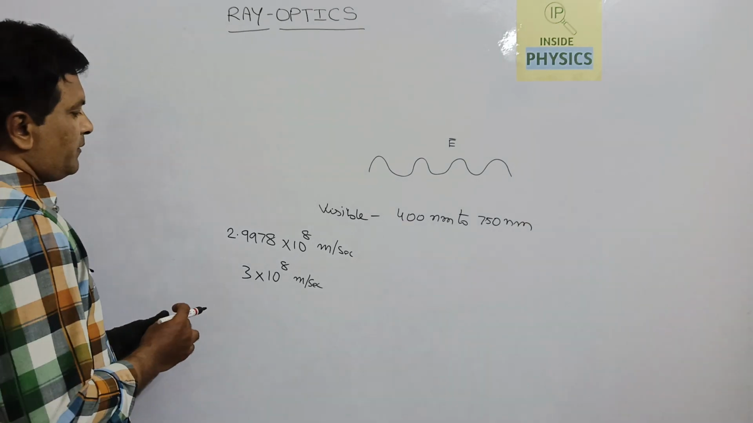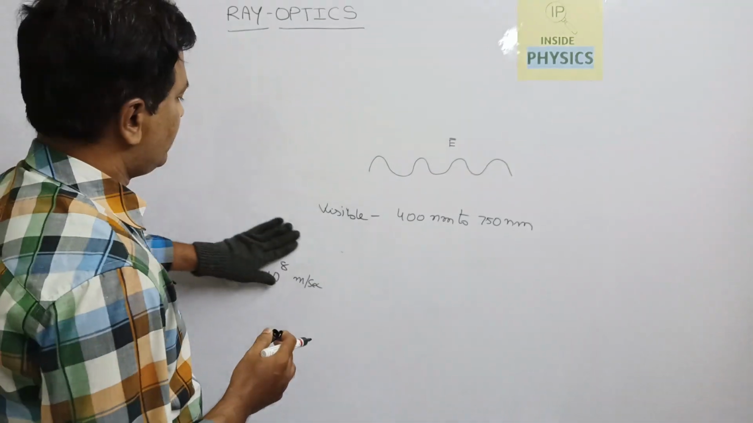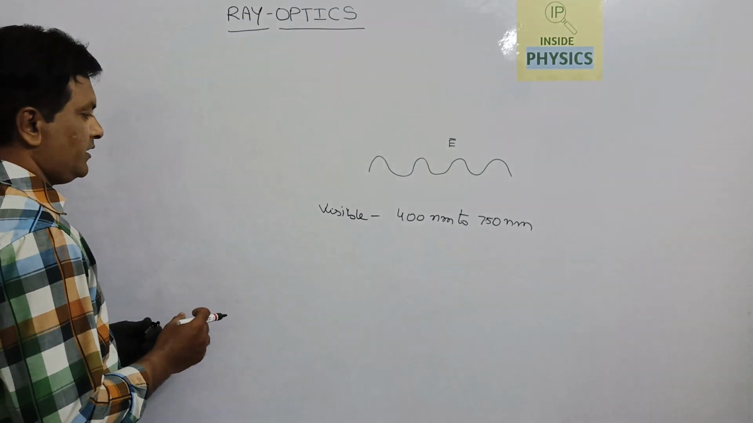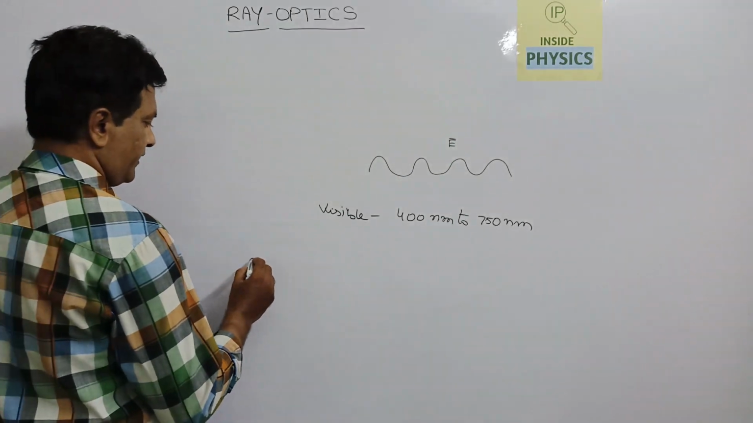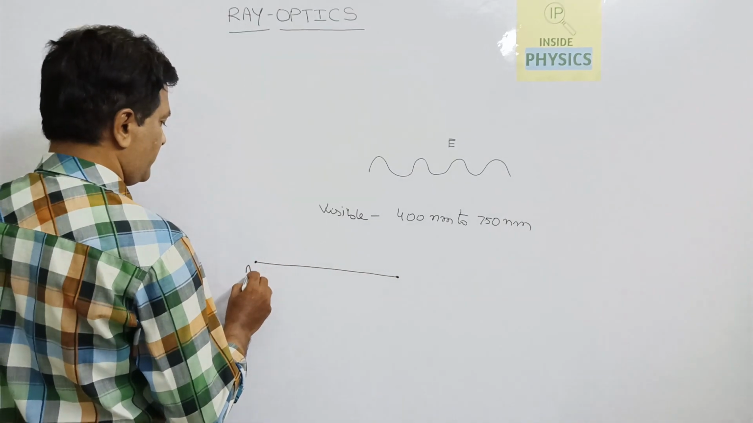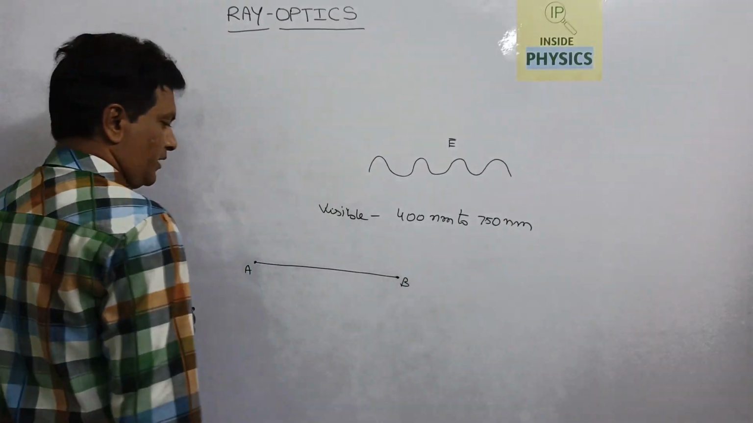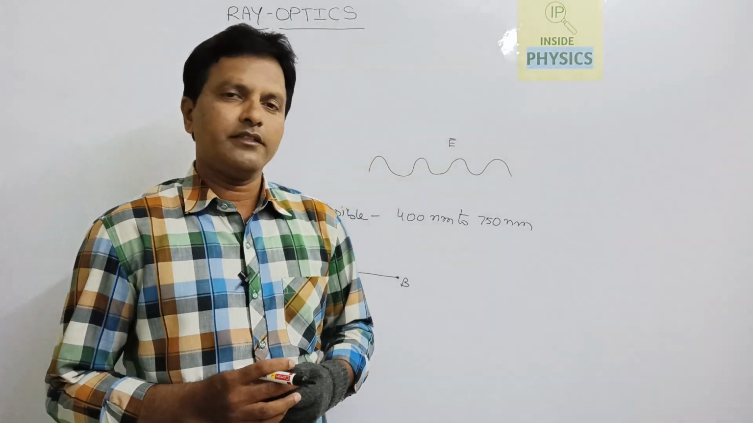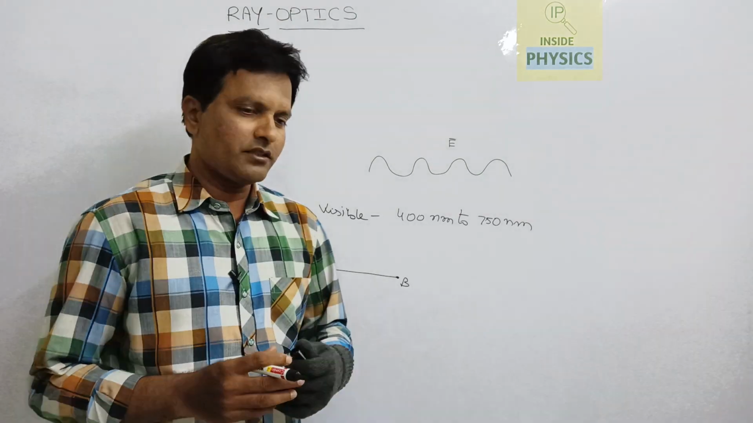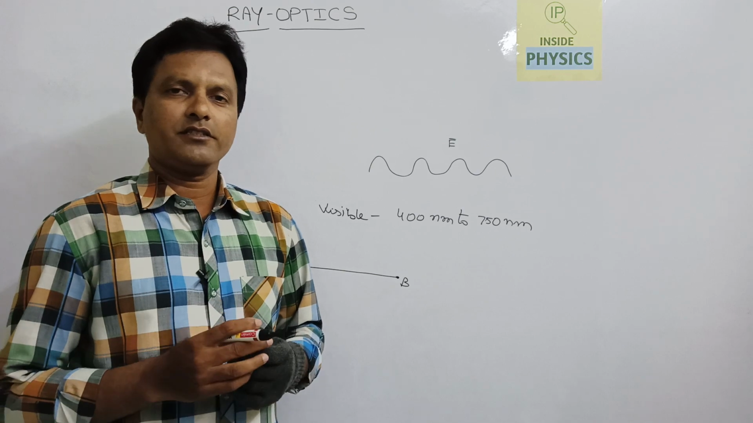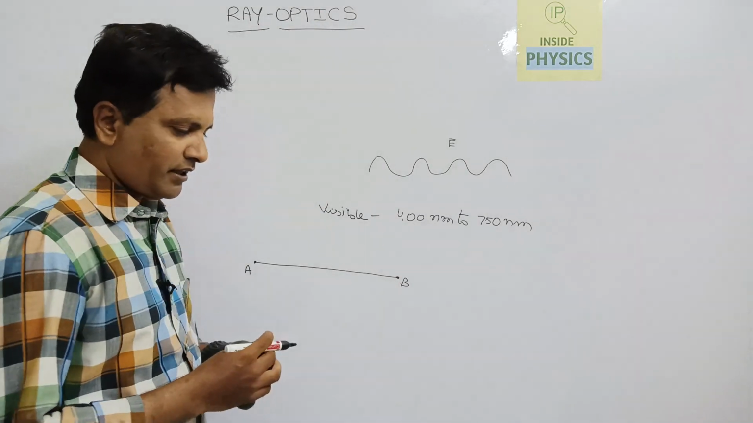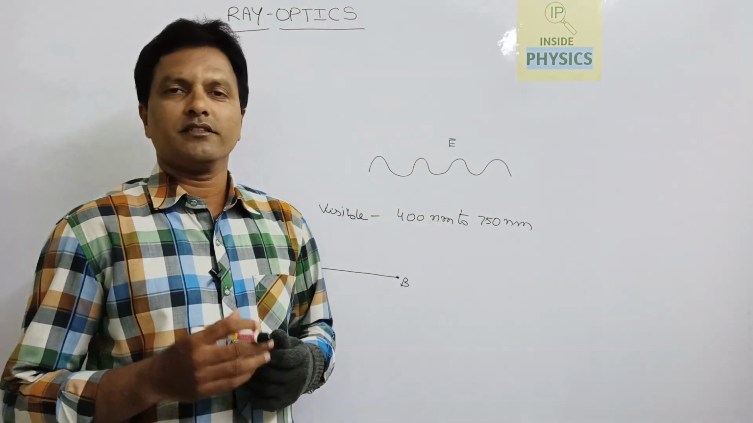Next, the second property of light is that it is considered to be moving in a straight line, for example from A to B. But when we consider light as a wave, straight line motion is not practically possible. So how can we justify that the path of the light ray is a straight line?